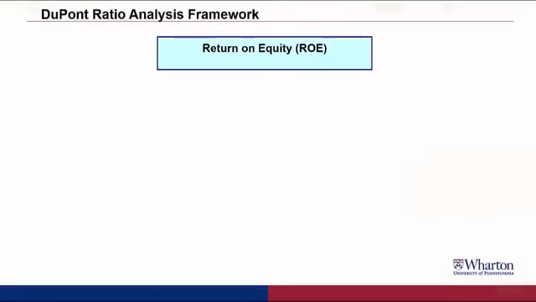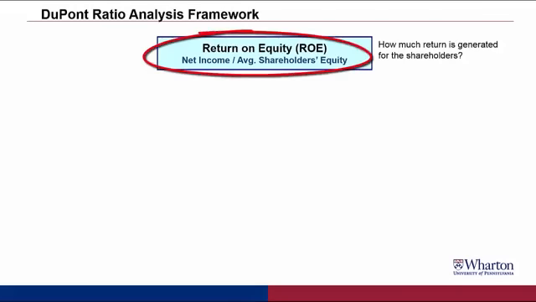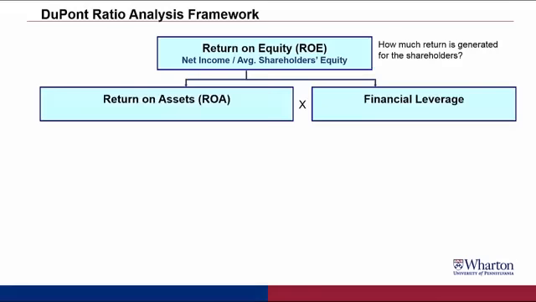The framework starts with the ratio return on equity, or ROE. This is defined as net income divided by average shareholders' equity, and it tells us how much return the company generates for its shareholders. In other words, for every dollar of shareholder investment, how much return or net income does the management team generate? There are two drivers of ROE: return on assets, or ROA, and financial leverage.